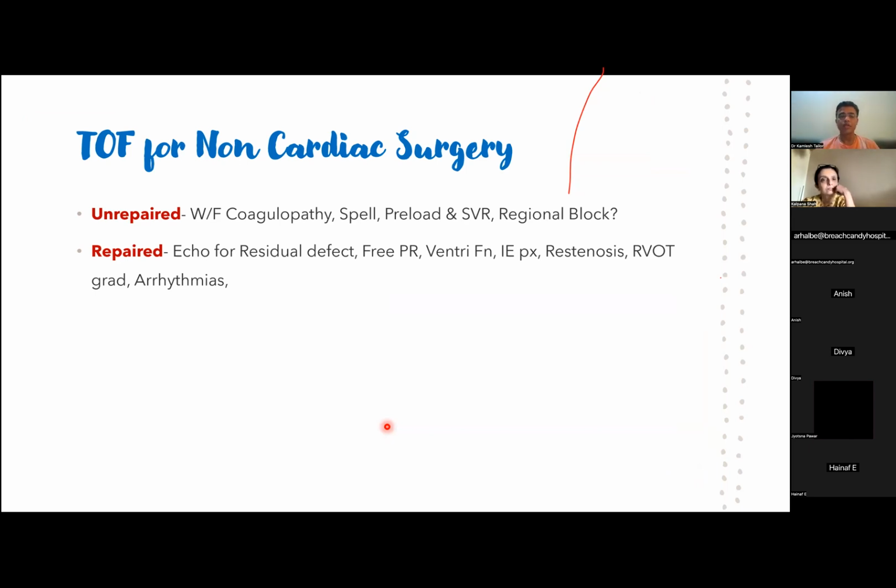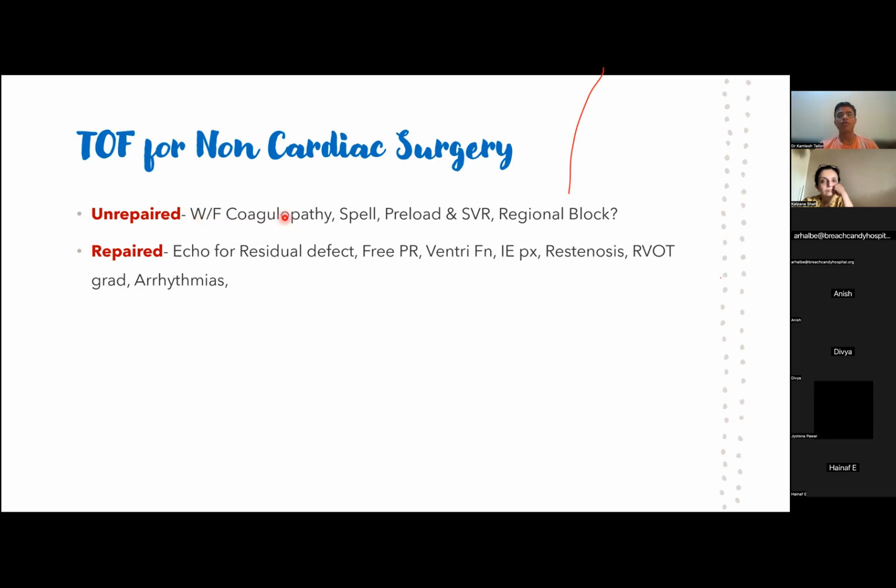non-cardiac surgery. So if a TOF patient comes for non-cardiac surgery, if it is unrepaired, then one has to go for a detailed echocardiography and find out how severe the tetralogy is. If it is a very severe RVOT obstruction, then the risk increases. If it is a pink TOF, then the risk will not be much.